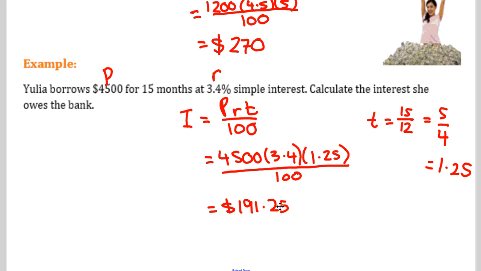So in total, you've paid the bank back $4,691.25. So how much money did the bank make off you? They made that much profit off you. Whereas when you're investing instead, it's a reward for giving them your money to look after. They give you some extra money. That's how simple interest works in general.